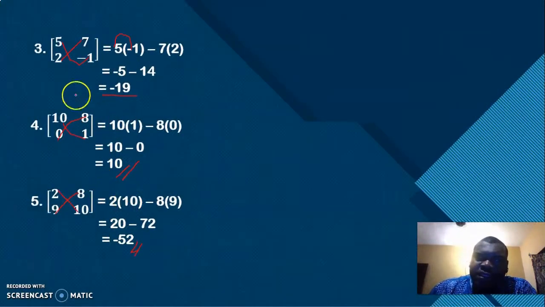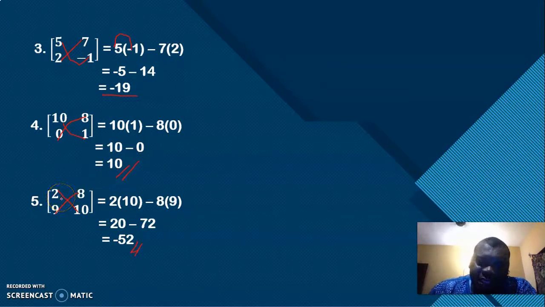The third example is 5, 7, 2, minus 1. So 5 times minus 1 minus 7 times 2. So 5 times minus 1 gives us negative 5, minus 14. So minus 5 minus 14 is minus 19. Fourth example, 10, 8, 0, 1. So 10 times 1 is 10. Then 8 times 0 is 0. So 10 minus 0 is 10.